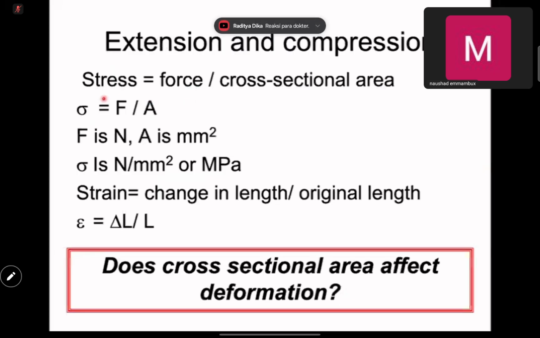Okay, so what is stress here? The stress is sigma, which is force divided by the cross-sectional area. Force is in Newton, A is in millimeter square. So sigma is Newton per millimeter square, or megapascal. Strain is another thing you measure, which is change in length divided by the original length. So whenever you do texture analysis, think about that. If you can have the stress and strain, it is better than just having the force in Newton.